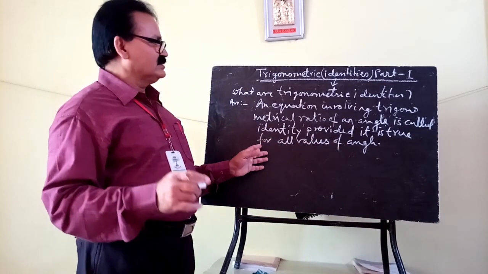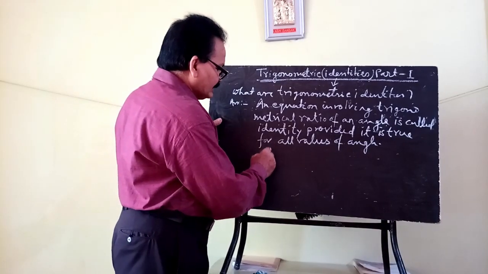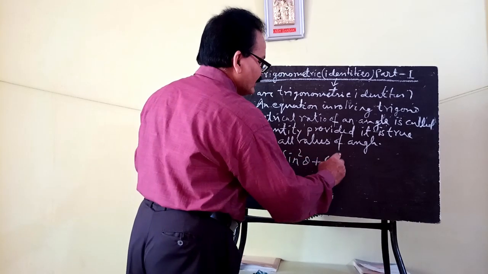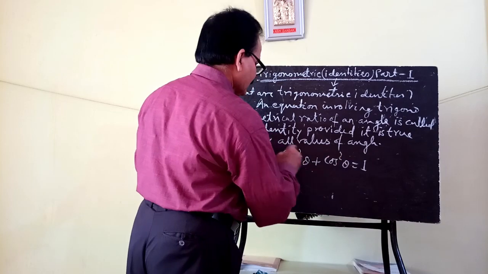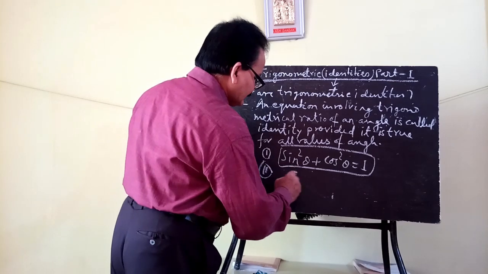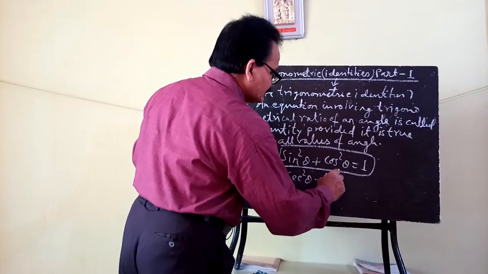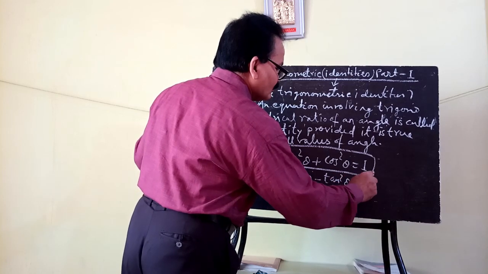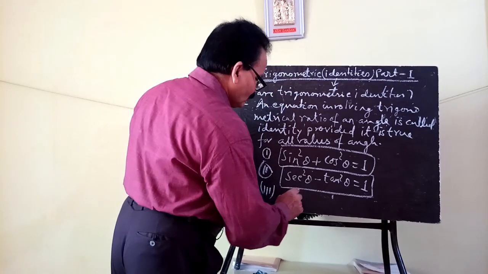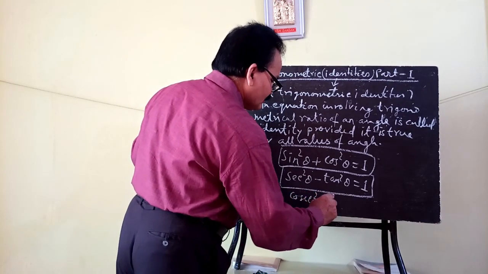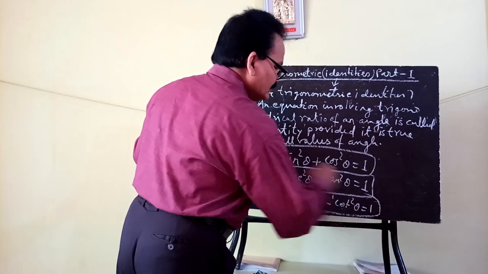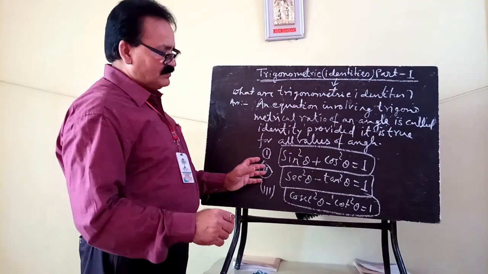So in your syllabus, there are only three identities. First identity is sin square theta plus cos square theta is 1. This is your first identity. Second identity is sec square theta minus tan square theta is again equal to 1. This is your second identity. And third identity is cosec square theta minus cot square theta equal 1. So these are the three identities you have to keep in mind.